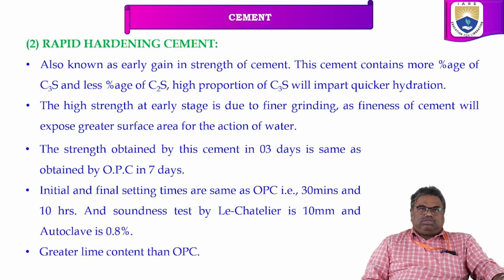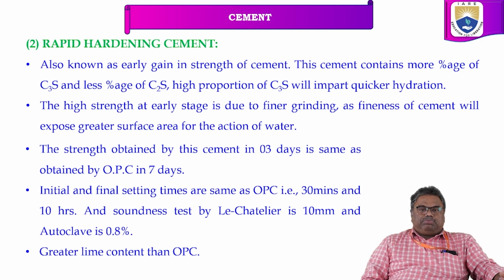So, rapid hardening cement. The second type of cement is rapid hardening cement, also known as early gain in strength of the cement. The name itself says it is rapid hardening cement, so it will gain strength very early when compared to OPC.